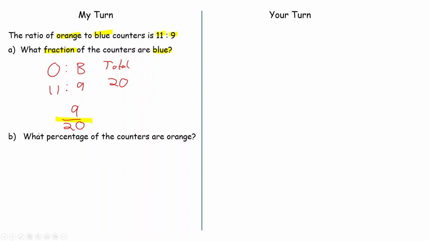Part B is saying what percentage of the counters are orange. Well, you can see that you've got 11 orange out of a total of 20. That's going to be your fraction, so we can begin there. A percentage is going to be out of 100 because percent means per 100. Now to get from 20 to 100, you can times through by 5, because 20 times 5 is 100. 11 times 5 is going to give you 55, which is going to give you 55%. And that is simply going to be your answer.